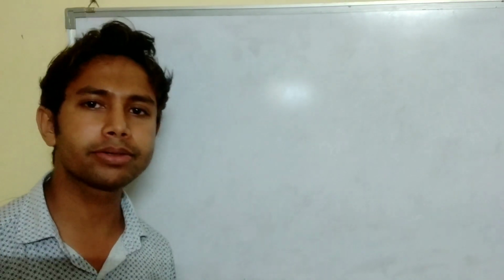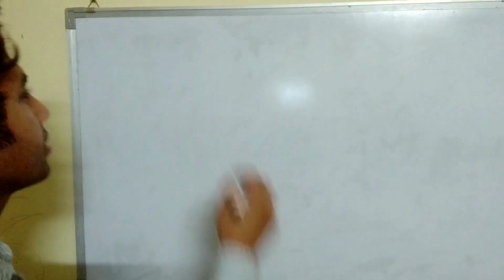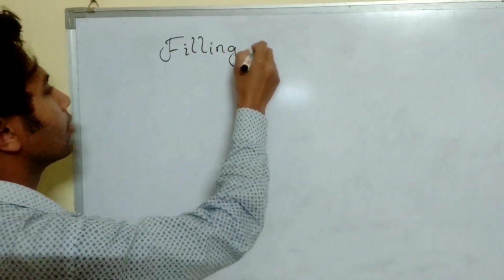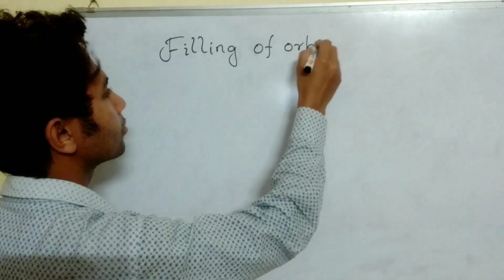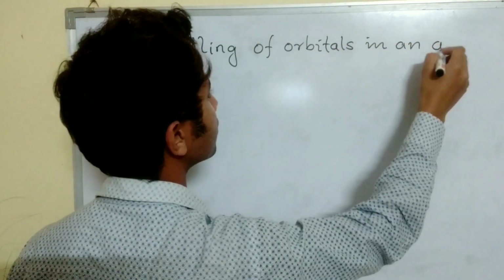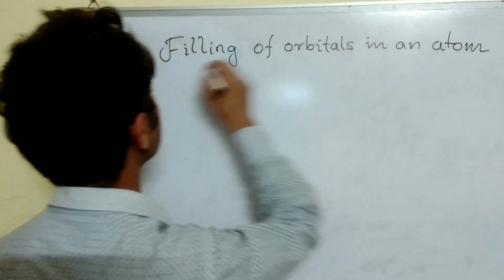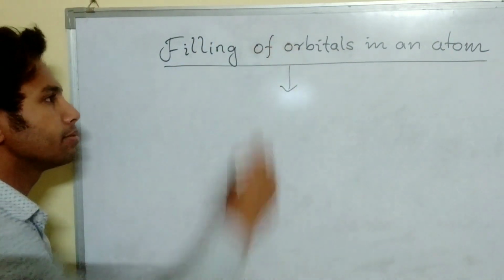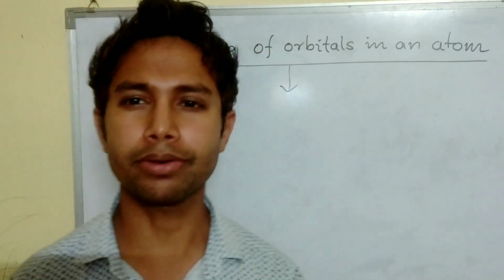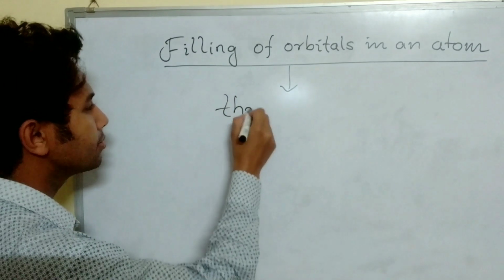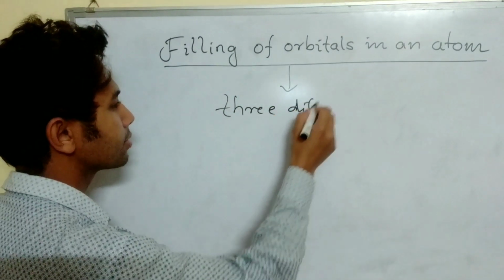Students, today we are going to discuss the filling of orbitals in an atom. You see that the filling of electrons in different orbitals of an atom is governed by three different rules.